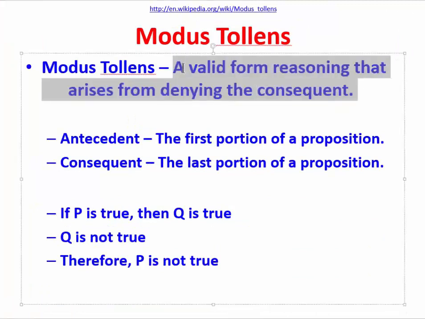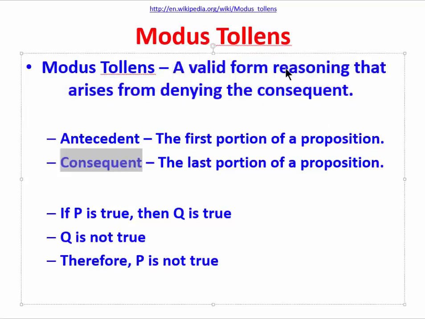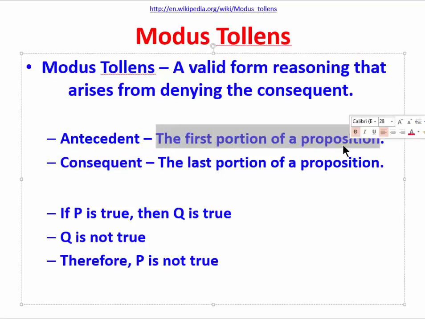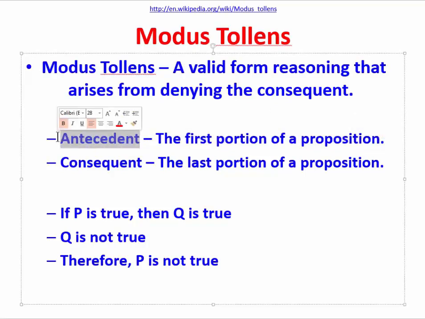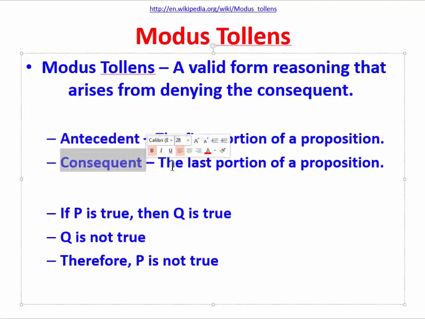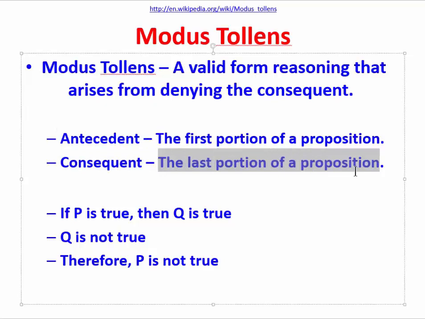Modus tollens can be defined the following way: a valid form of reasoning that arises from denying the consequent. So here we have some terminology that we'll have to unpack. To understand the consequent, let's first contrast that with something called the antecedent, and this is the first portion of a proposition. Antecedent means to come first, or to come before. We can contrast that with the consequent, and this is what comes later, the last portion of a proposition.